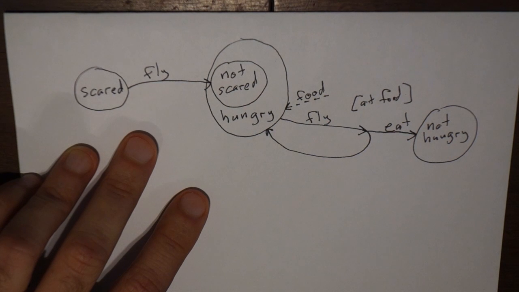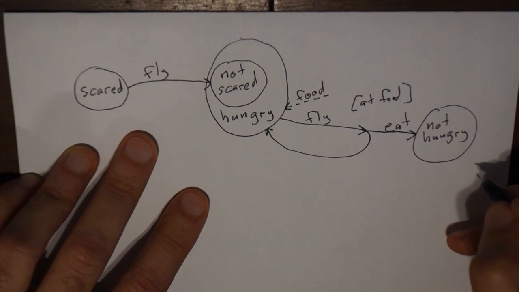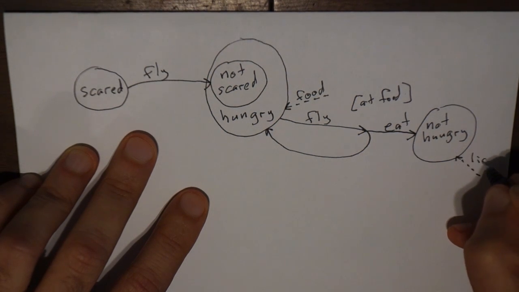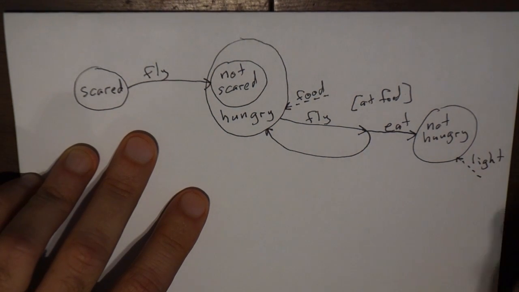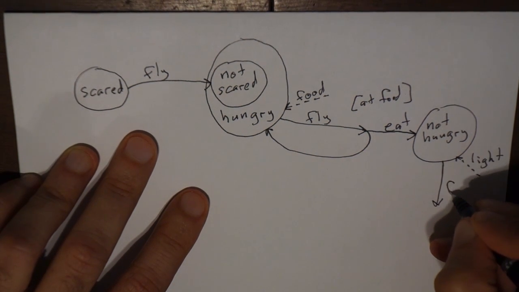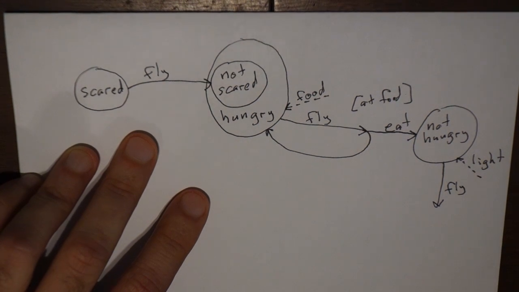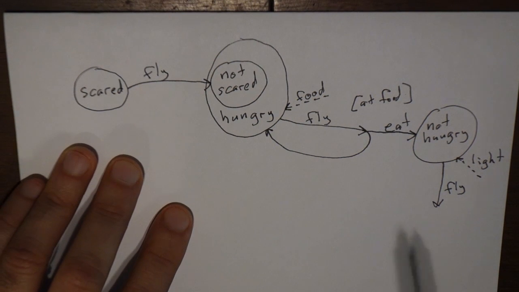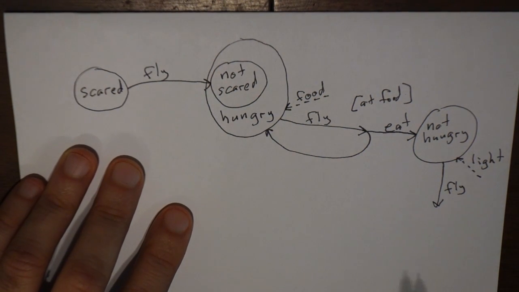If it's not hungry and it senses light, then it might fly toward the light. The point is, you can define what the fly does through a representation of the states, what it senses, what its actions are, and how those actions affect its state.